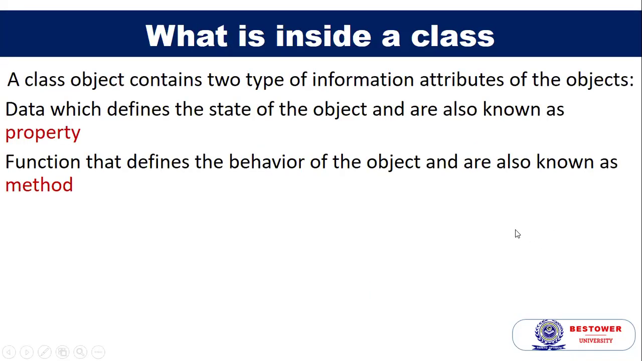Let's go to the main thing now. So how do you create a class? A class object contains two types of information. Attributes of the object: data which defines the state of the object are also known as properties. Any data that defines the state of the object is the property. You understand it, for example. So then the functions are the methods.